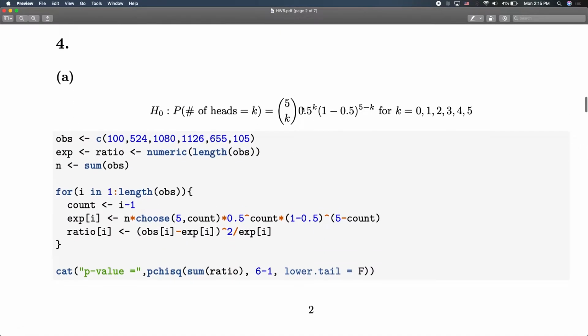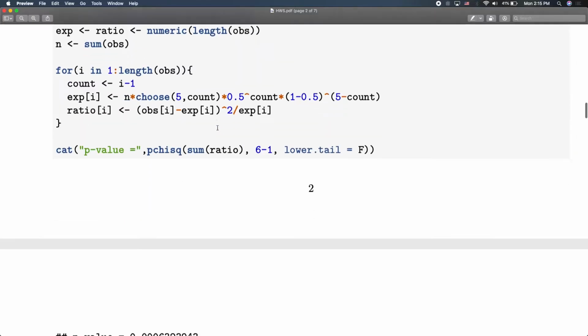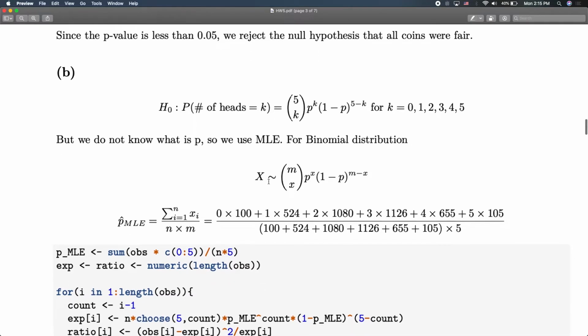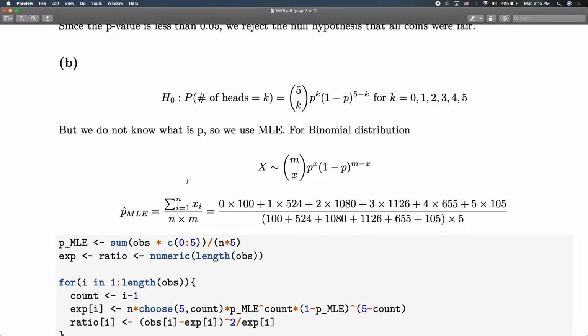Just to show the difference, in part A we use 0.5 directly in our null hypothesis, but in this case, we don't know the p. So we need to estimate this unknown piece of information in the null hypothesis. We are going to use MLE to estimate that. Under the binomial distribution, from the observed data, we can estimate the p MLE for this observation, and we'll use that p as the value in our null hypothesis.